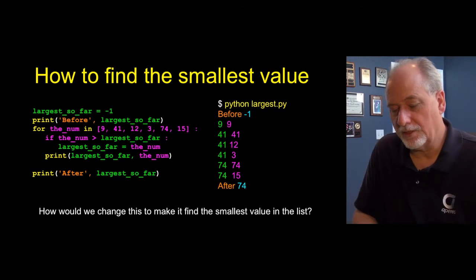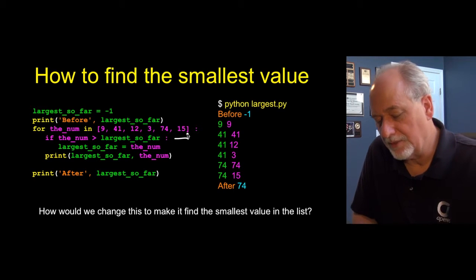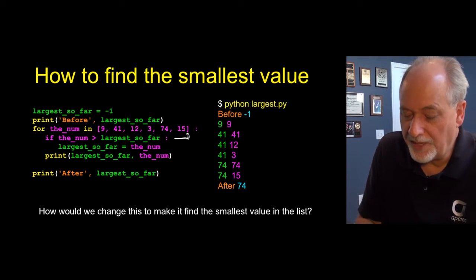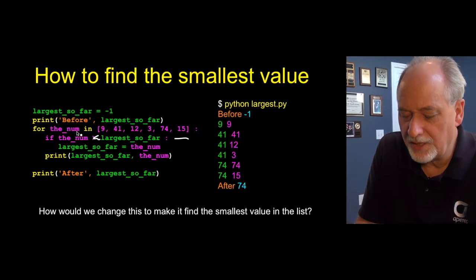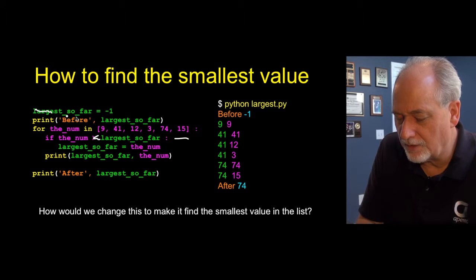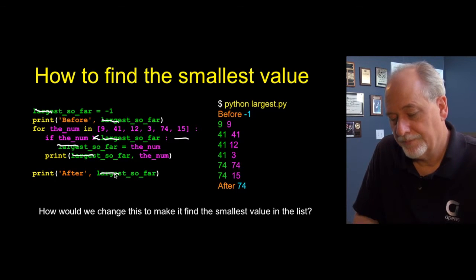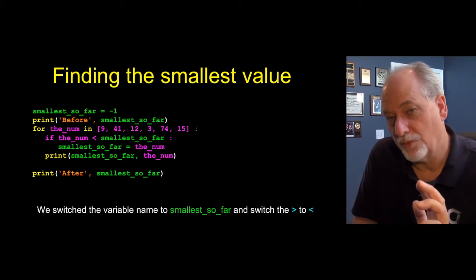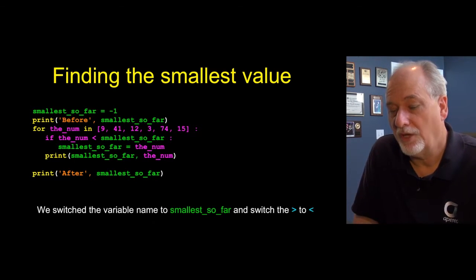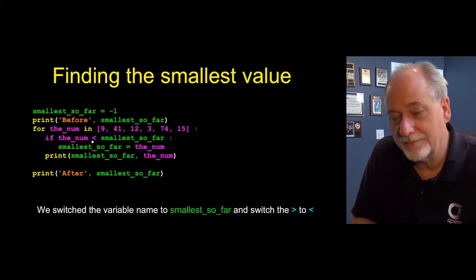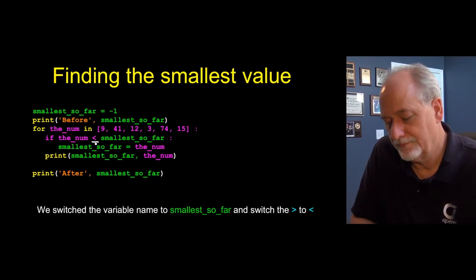Okay, so let's take a look. So let's do a couple things. Like if you look at this if statement that's better, well, it's better now if the number is less than. But then we should probably change this to be smallest so far. Matter of fact, that's what this is. We've changed the word largest so far to smallest so far, and we've changed the greater than to a less than. Is that going to fix it?